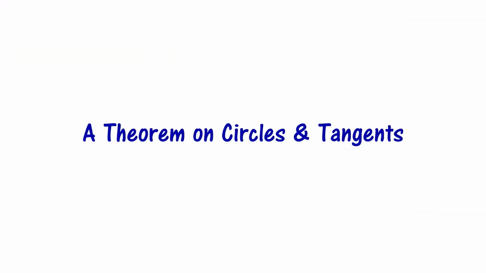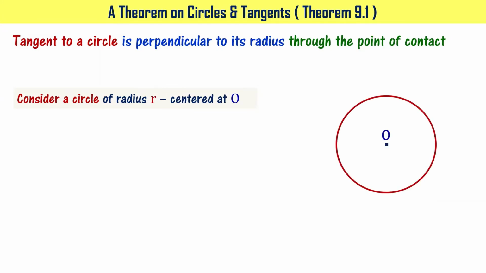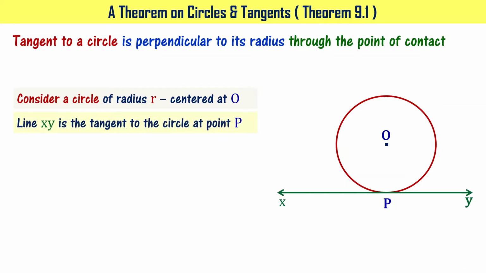Let's learn about a theorem on circles and tangents now. A tangent to a circle is perpendicular to its radius through the point of contact. This is the theorem. Let us consider a circle of radius r centered at O as shown in the figure. The line XY is the tangent to the circle at point P, as you see here, right?